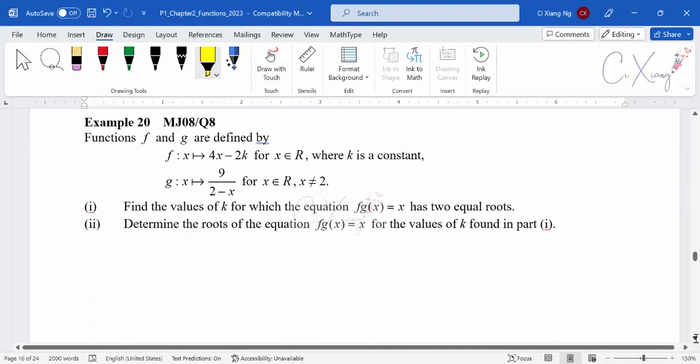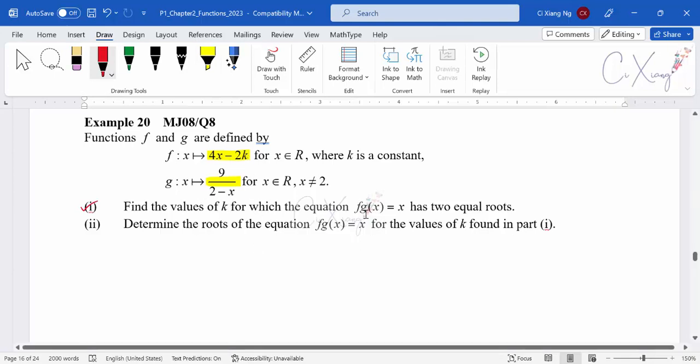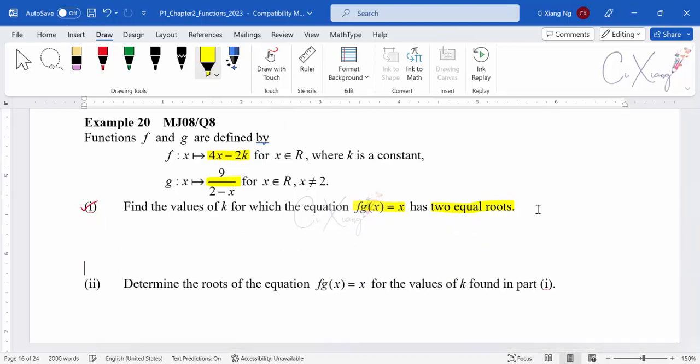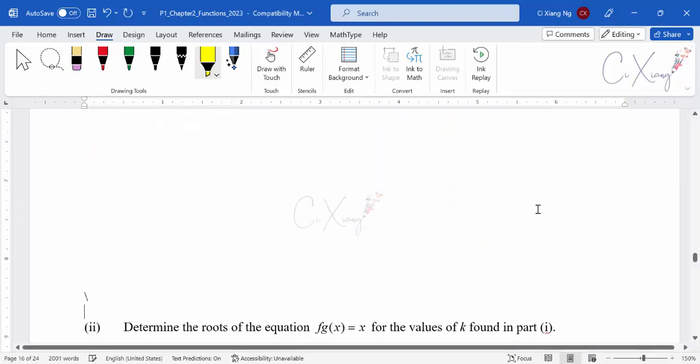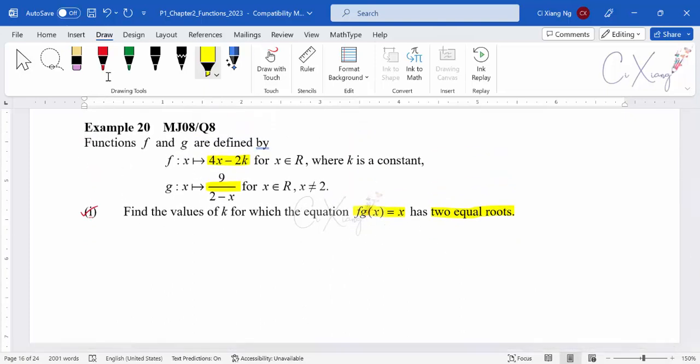Okay, so for example 20, they are saying that f and g are defined by these two equations here. One is linear, another one is a reciprocal function, 9 over 2 minus x. So first they want you to find the value of k, for which the equation fg(x) equals x has two real roots. To answer this question, I need to try and find out the fg(x) first.